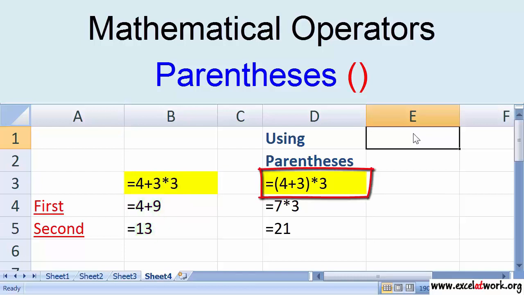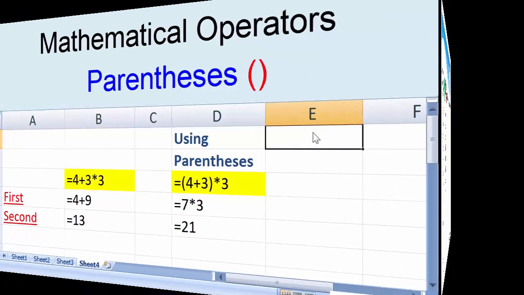In the second formula, the addition is enclosed within parentheses. This means that the operations inside it need to be calculated before anything else. So, Excel first calculates 4 plus 3, which is 7, and then calculates 7 times 3, which is 21. As you can see, the use of parentheses changed the order in which the formula was calculated.